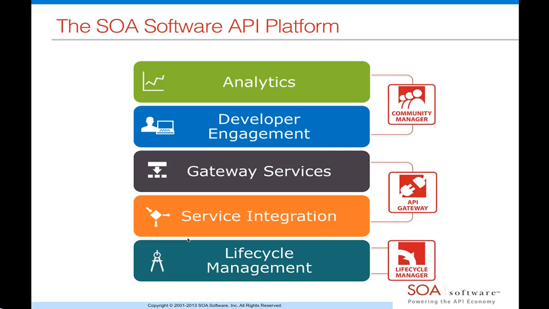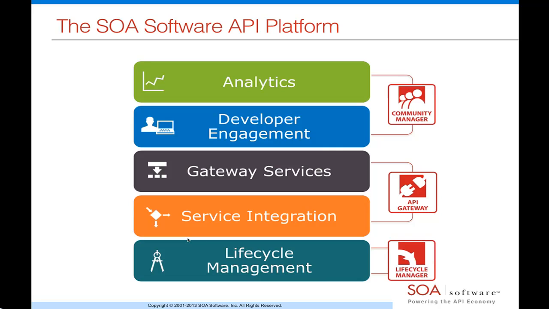If you look at the entire API platform, there are a couple of things that you might want to do. Starting from the bottom, you want to manage the lifecycle, which is how you plan, build, design, run, and operate an API, including versioning. The second is gateway services, the things we talked about mostly around security and monitoring, but also service integration, which is orchestration, mediation, and transformation. And finally, developer engagement and analytics on your APIs. For that, you need an API portal or a community manager.